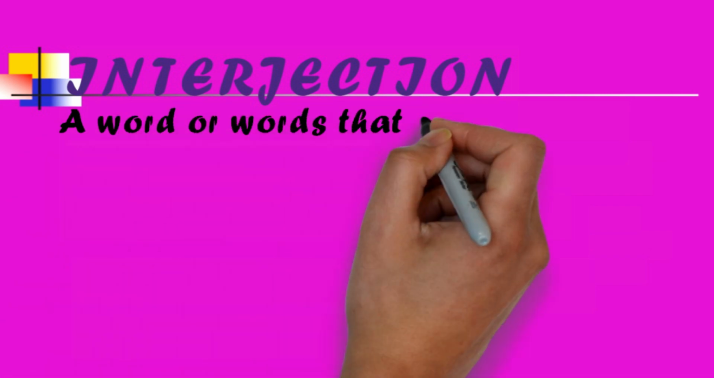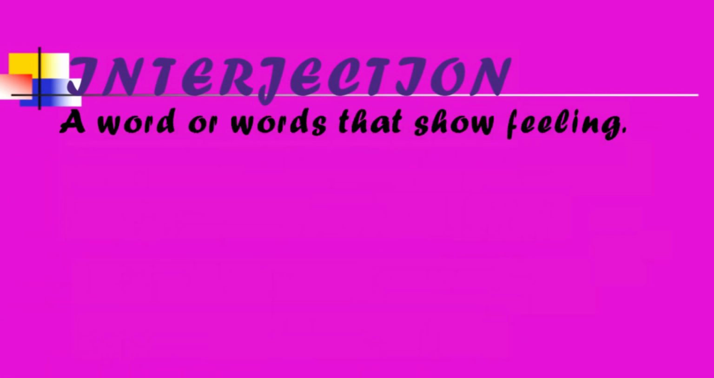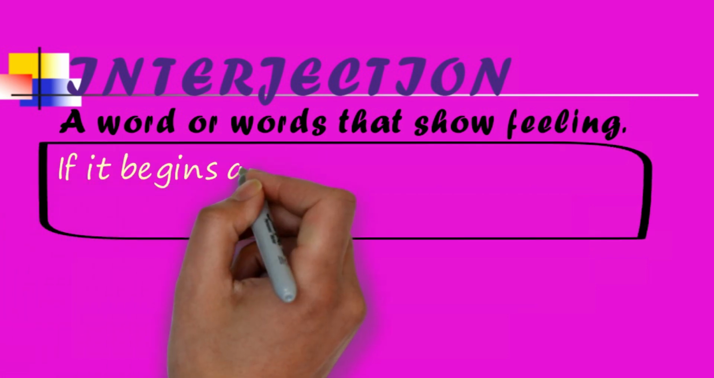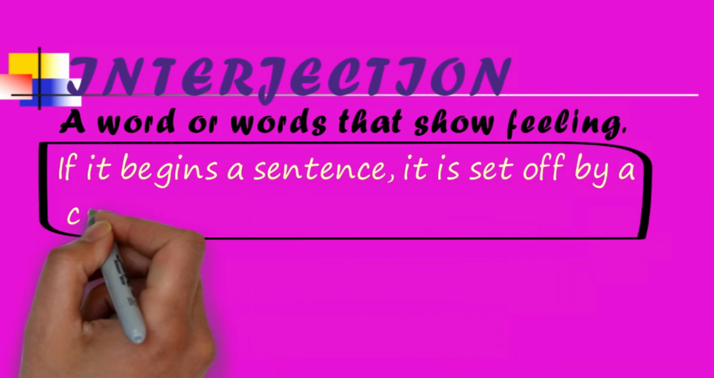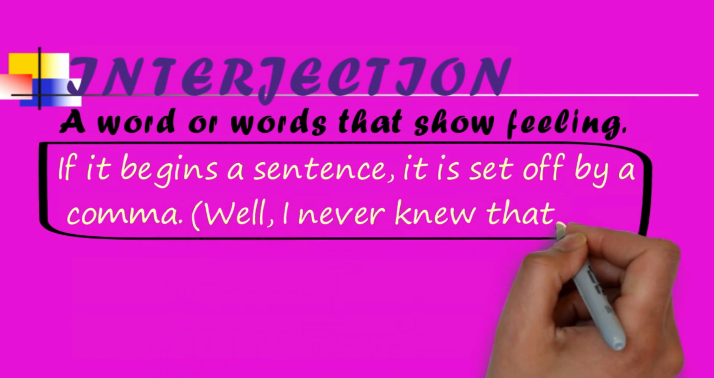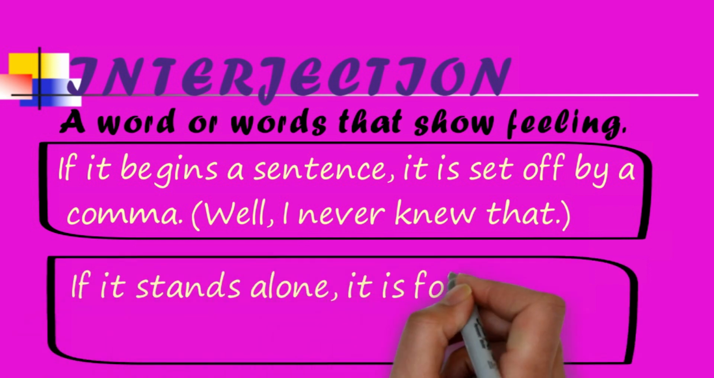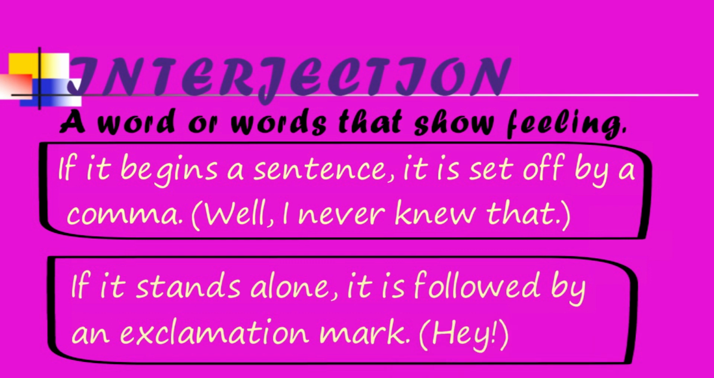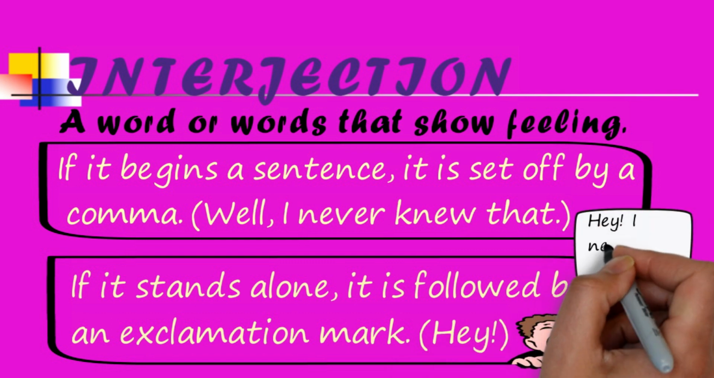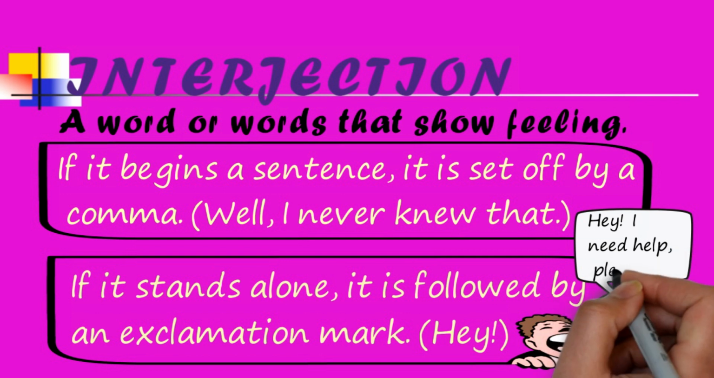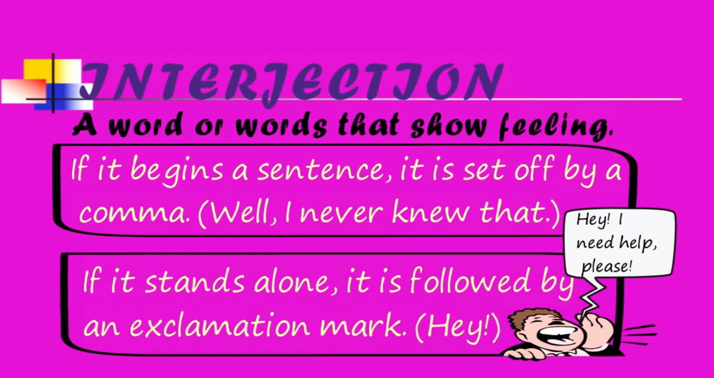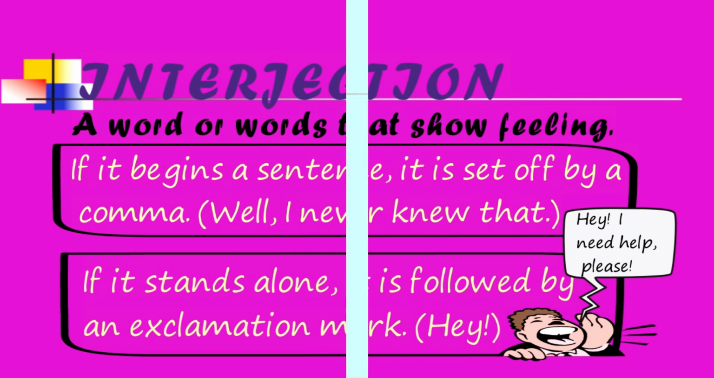The interjection. An interjection is a word or words that show feelings or emotions. If an interjection begins a sentence, it is set off by a comma. Like in here, well, I never knew that. But if it stands alone, it is followed by an exclamation mark. Hey! Or, hey! And you complete your discourse. I need help, please. We have others like phew, like oops, like wow. It depends on the feeling you want to express.